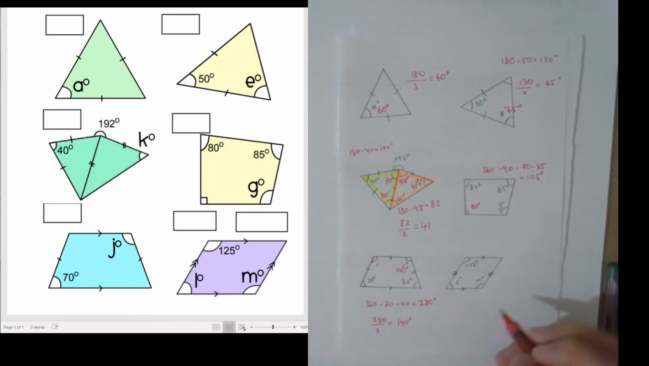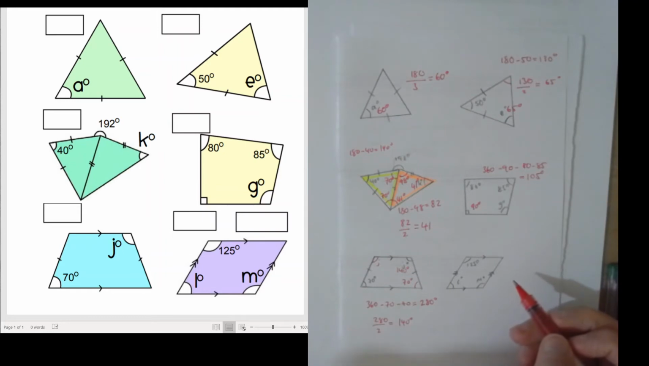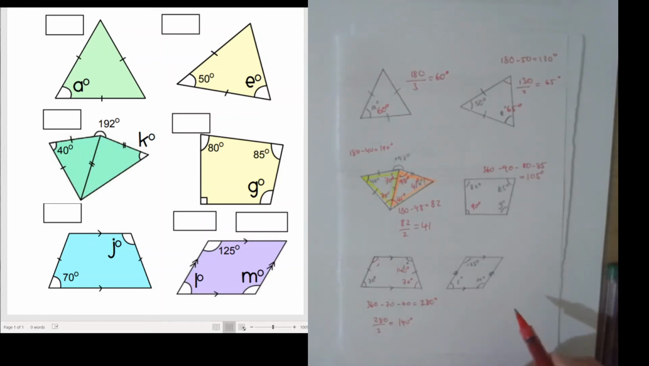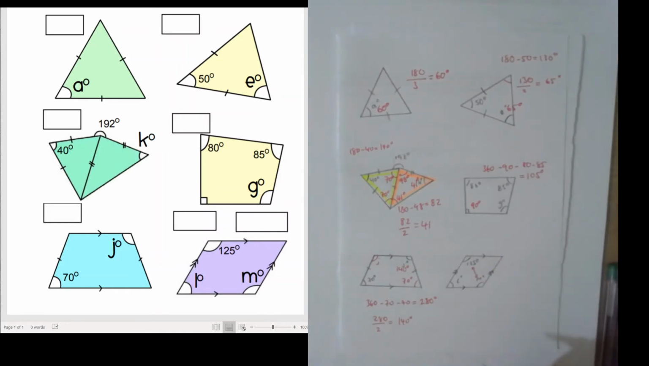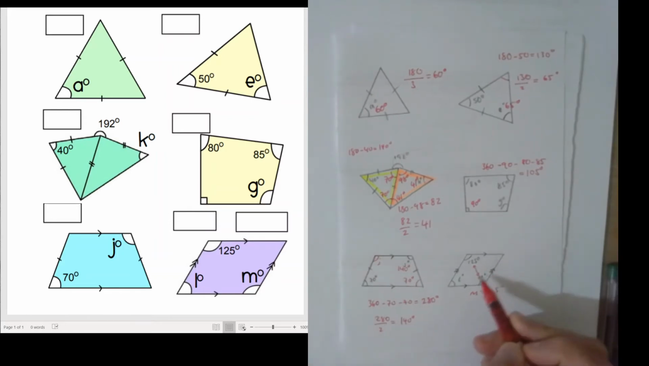Okay. This one, well, it could be a rhombus or a parallelogram. I'm just going to call it a parallelogram because that covers all my bases. Because those two lines are parallel, these two lines are parallel. Opposite angles in a parallelogram are, you should remember, if not, make sure your notes reflect this. Opposite angles in a parallelogram are equal, so M would equal 125 degrees.